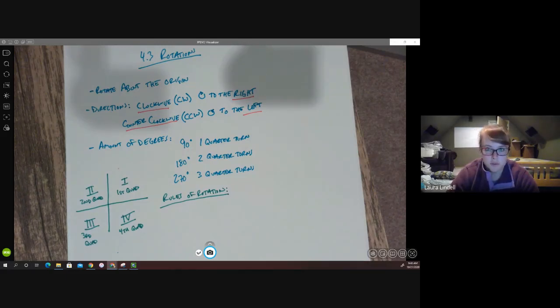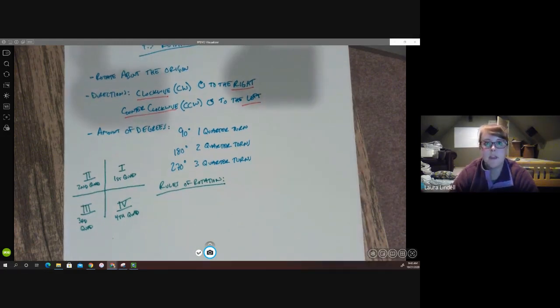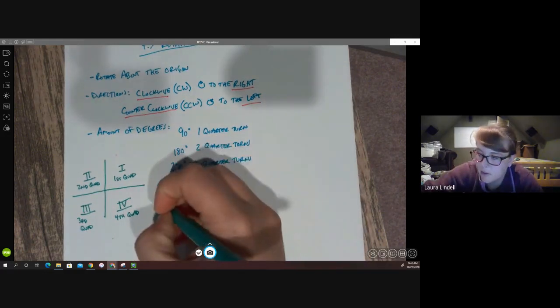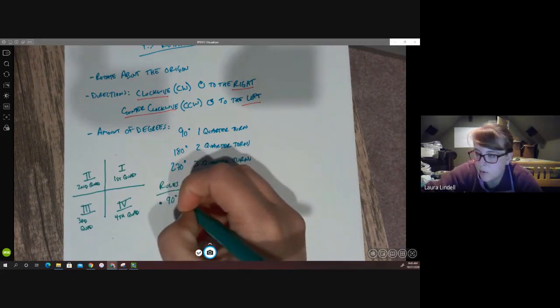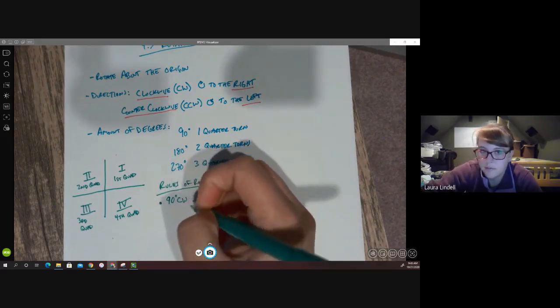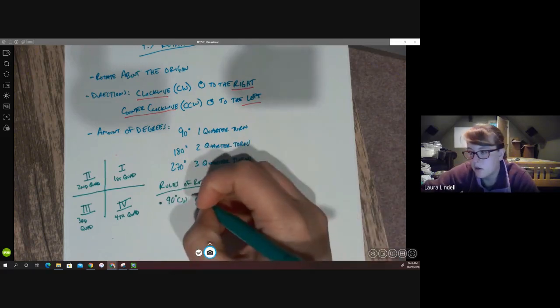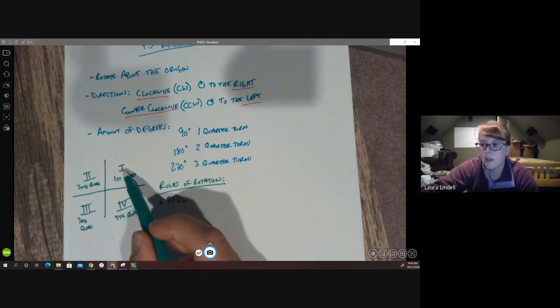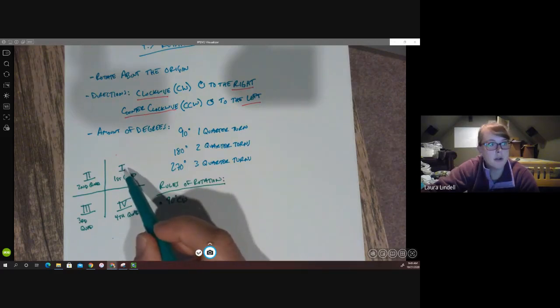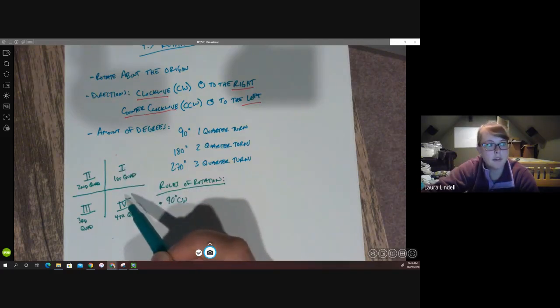Okay, so for our rules of rotation, if I'm going to rotate something 90 degrees clockwise, so let's say I started in the first quadrant. If I'm going to rotate something 90 degrees clockwise, it's going to end up in the fourth quadrant because that's one quadrant to the right.